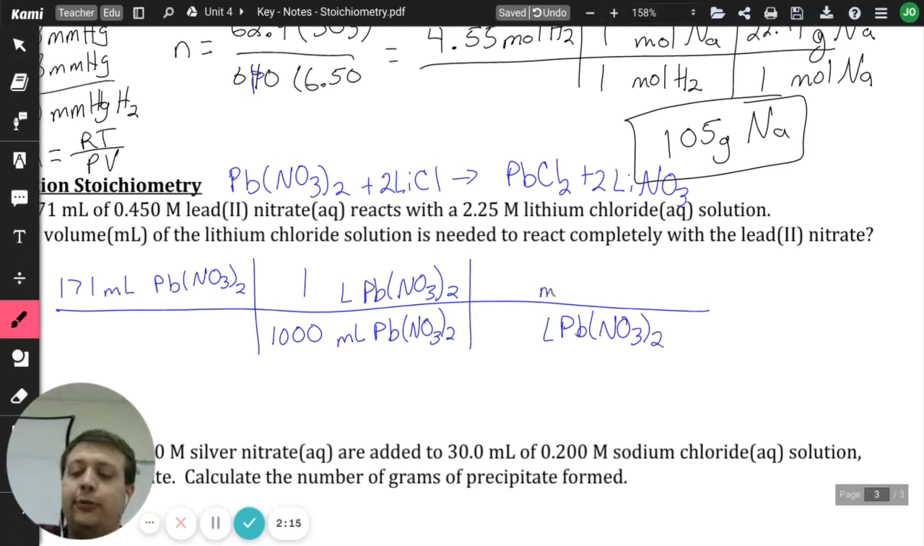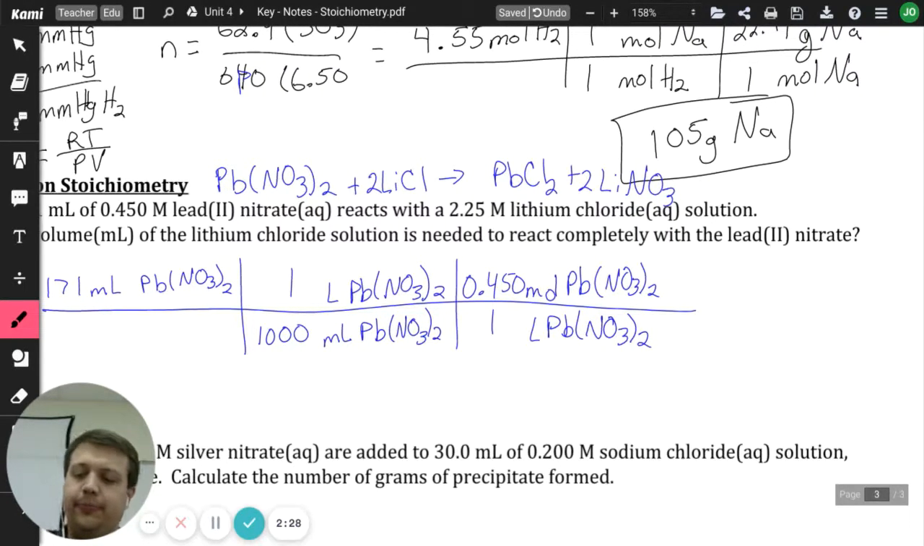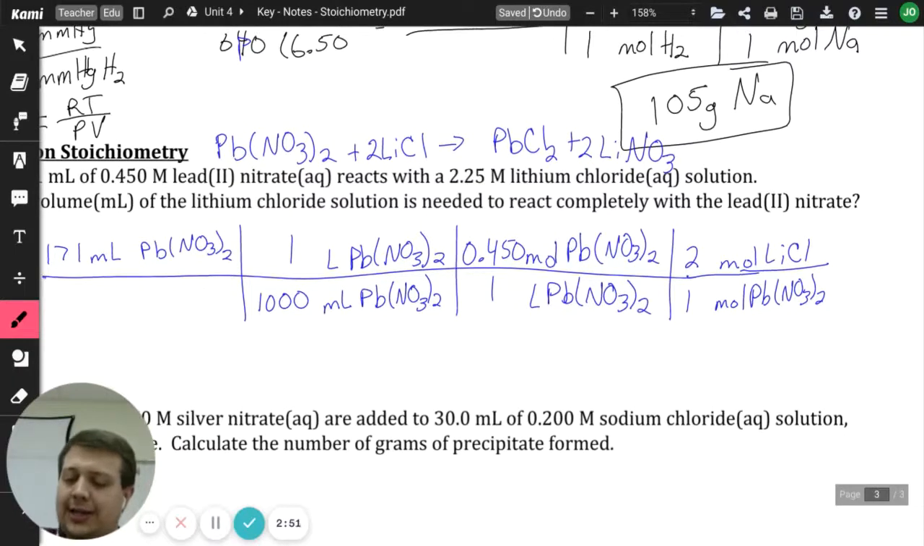Then I'm going to drop down my liters of lead-2 nitrate. And we're going to use that to go into moles of lead-2 nitrate. And there is 0.450 moles for every 1 liter. Then we're going to go from moles of lead-2 nitrate into moles of lithium chloride using our mole-to-mole ratio. So there are 2 moles of lithium chloride for every 1 mole of lead-2 nitrate. We're going to keep on moving. I'm going to continue this down here.